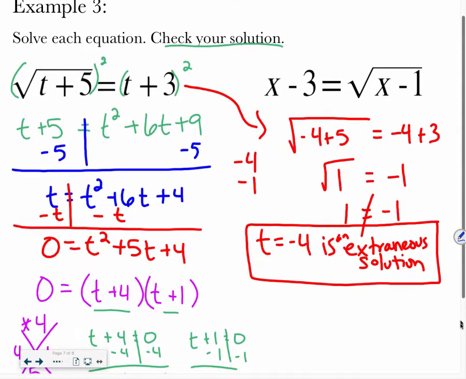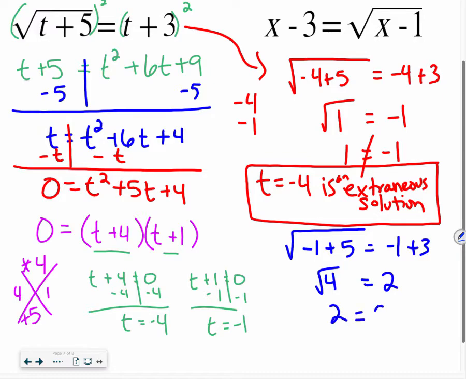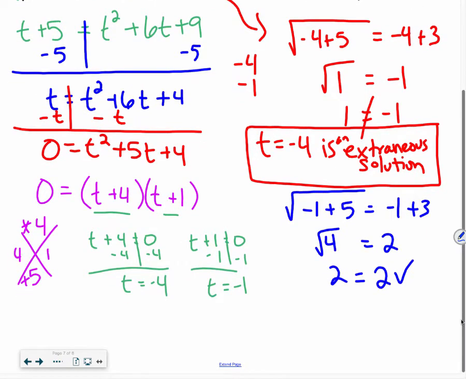So let's see what happens when we plug a negative 1 in. If I do the square root of negative 1 plus 5 equals negative 1 plus 3, negative 1 plus 5 gives me the square root of 4 equals 2, and the square root of 4 is 2, and I have 2. That's true. So t equals negative 1 is a real solution.